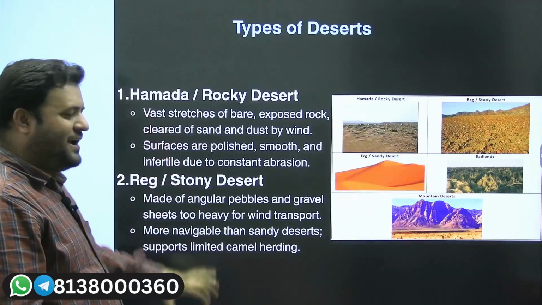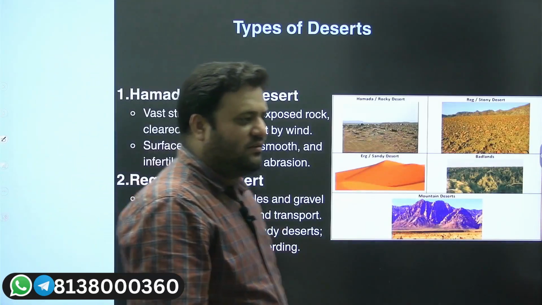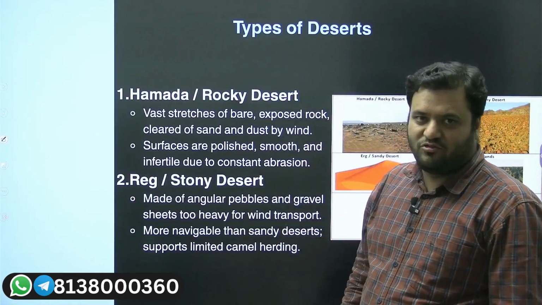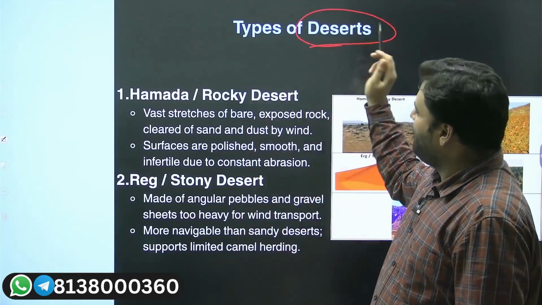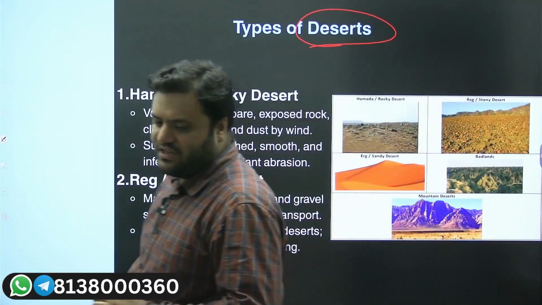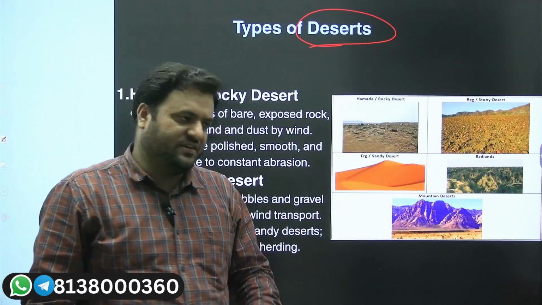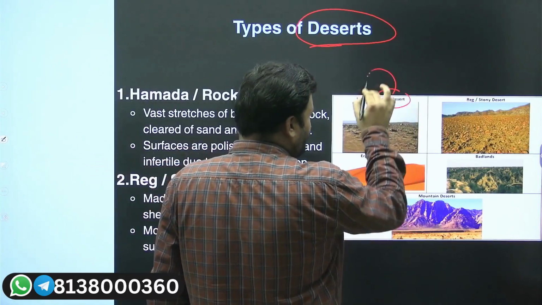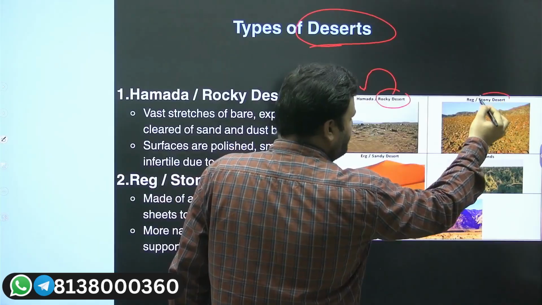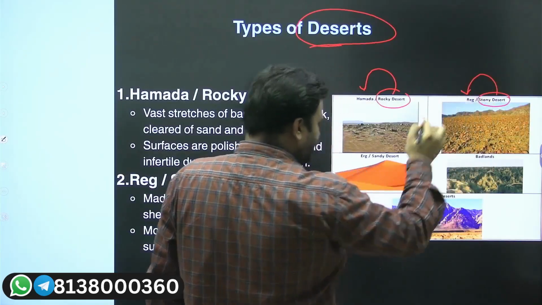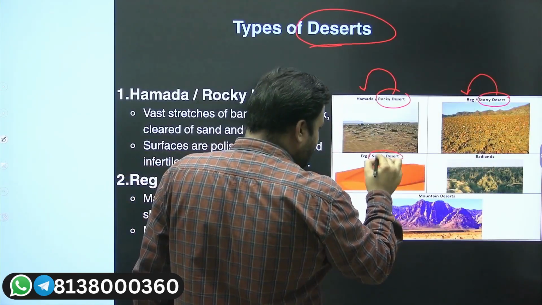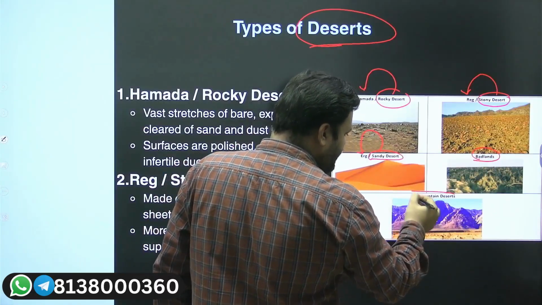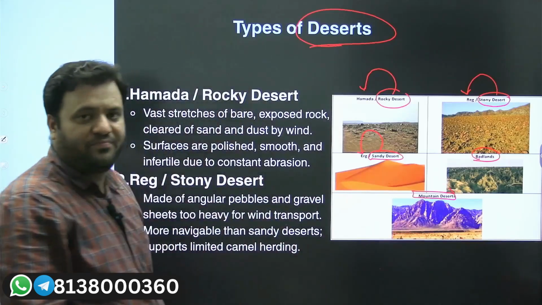All right, moving back to our actual topic, and that is the types of desert. Desert is also comprised of various types. If a desert is rocky, that will be called Hamada. If there are stones in the desert, that will be called Reg. If it is a sandy desert, that will be called Erg. Then we have Badland, Chambal Badland, and you will see we have mountain deserts as well.